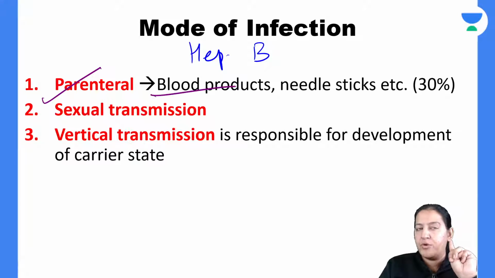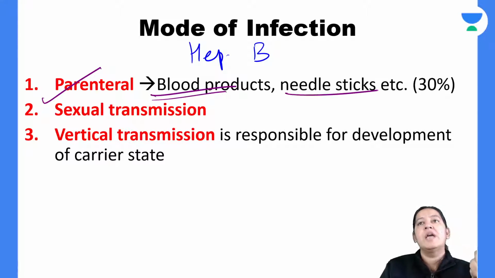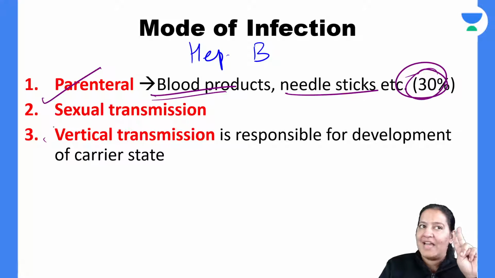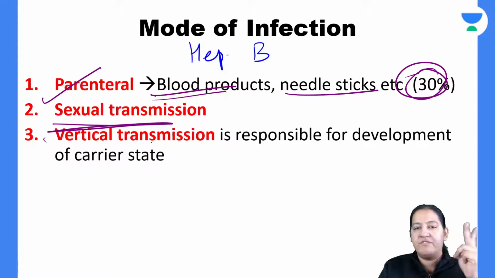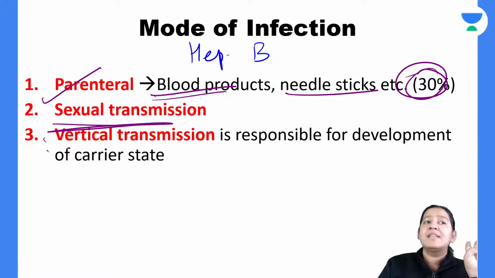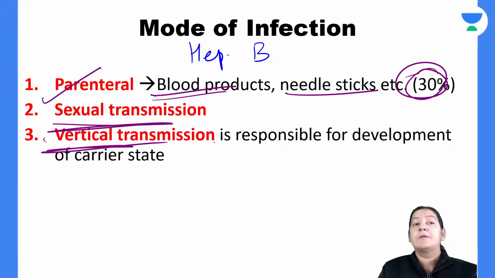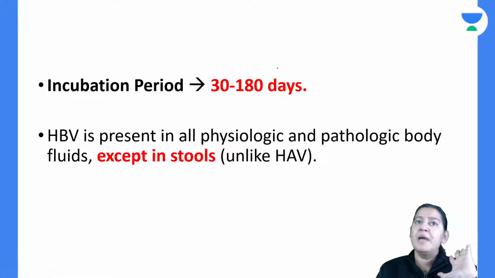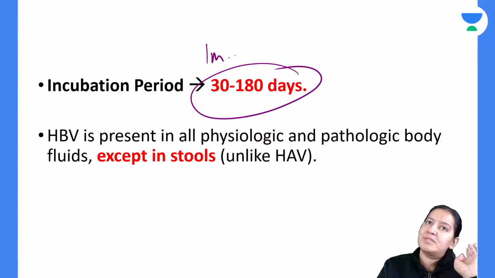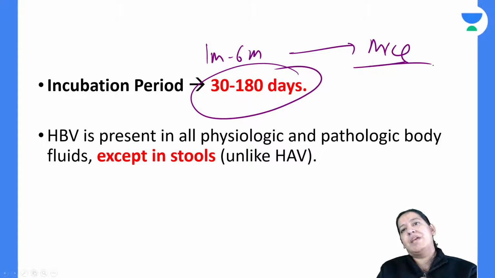Parenteral via blood products, blood transfusion, needle stick injury. Most common route is this only. Second is sexual transmission, sexual intercourse, if male, female or homosexuality. And third is vertical, from mother to fetus via placenta. Give me a thumbs up. Incubation period is 1 month to 6 months. MCQs have come on this many times. For hepatitis B, you have to learn.